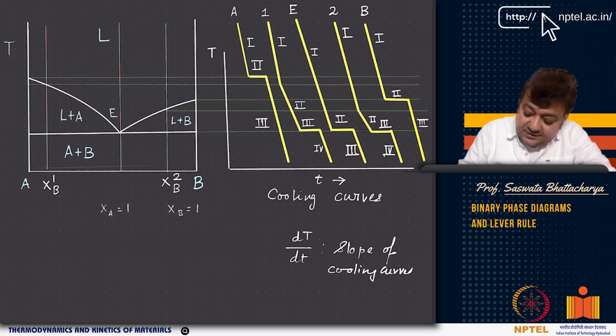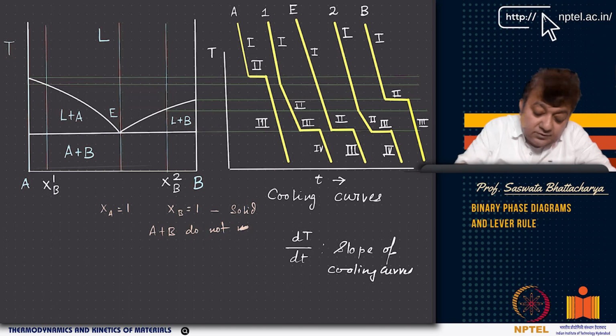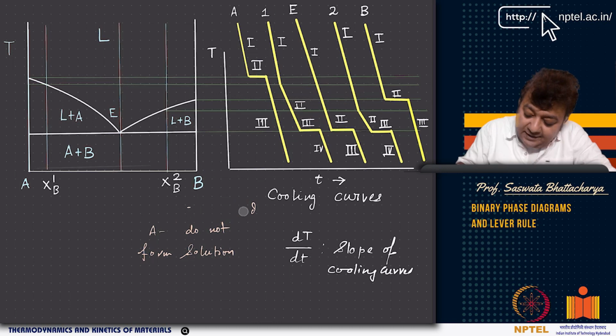So in the solid state, the solid is basically pure A and pure B, right? So A and B do not mix because they are not soluble in one another, right? So A plus B do not form a solution.